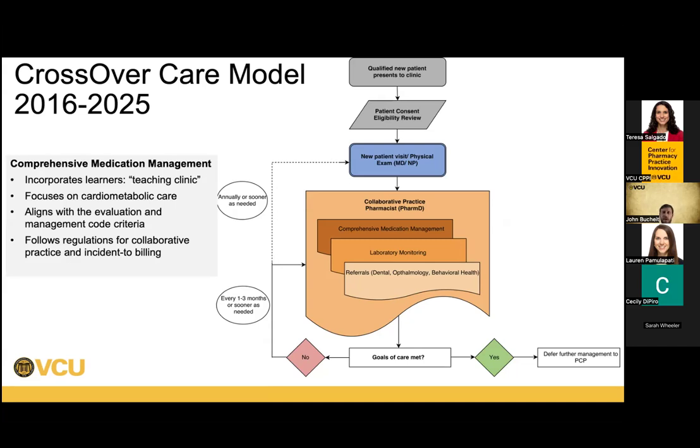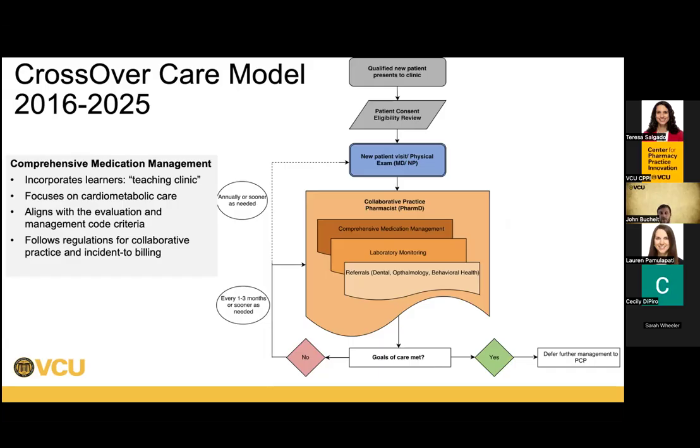However, they do still see that PCP at least annually, if not more frequently. Once the patient's meeting all their treatment goals and we've sustained their treatment, we do graduate them and let them be followed by their primary care provider, but they're always welcome back if we need to.